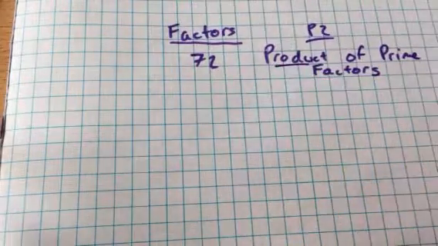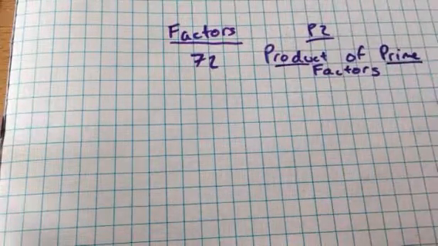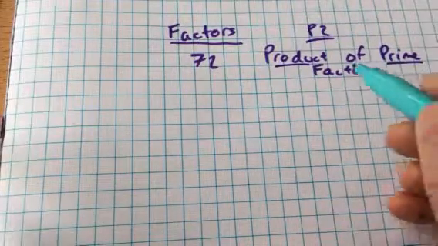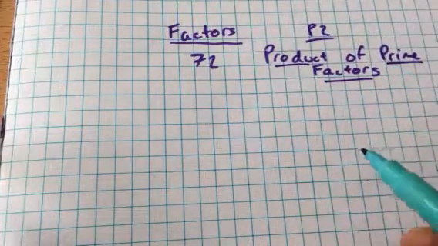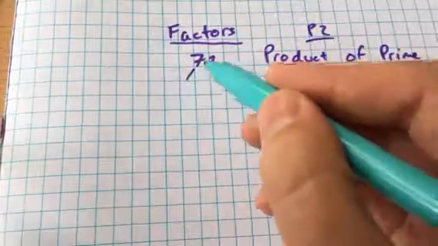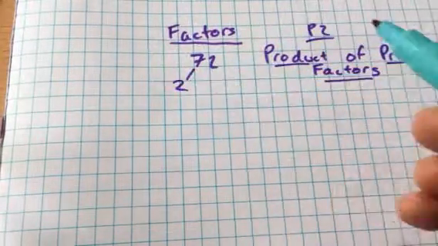So product meaning multiplying. Primes, we should know the prime numbers 2, 3, 5, 7. And then factors, the numbers that make up bigger numbers by multiplying. So the first thing we do is divide that by the smallest prime that we know. It's even, so it's going to be 2.